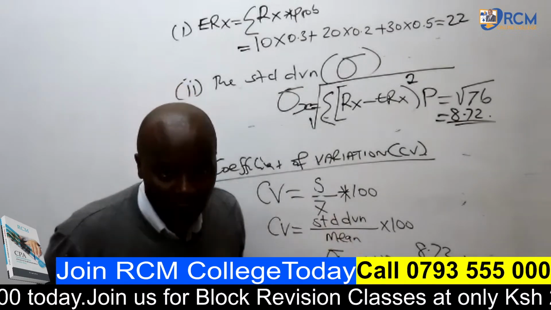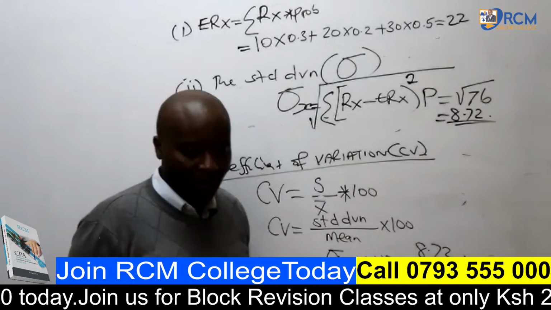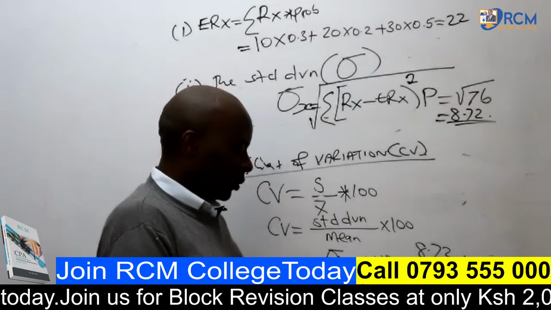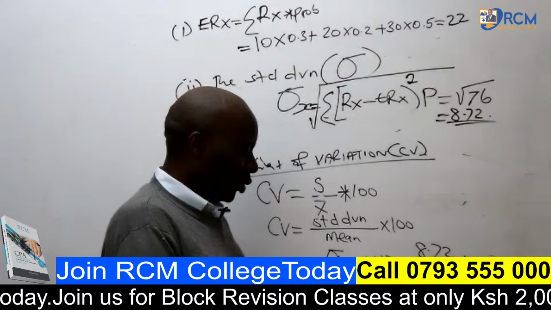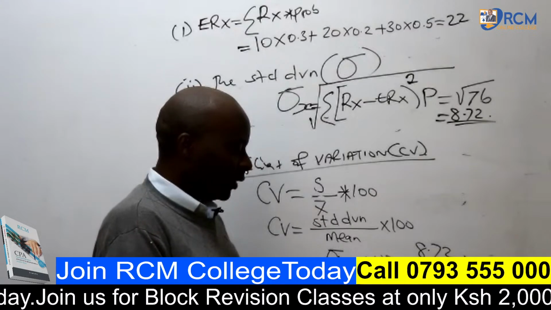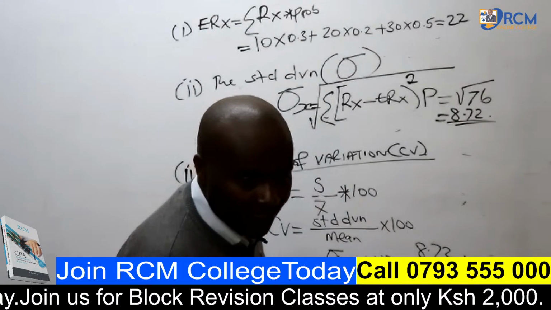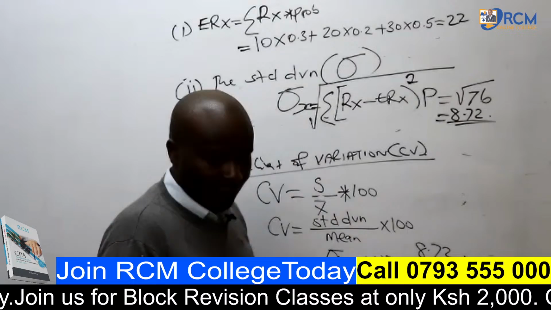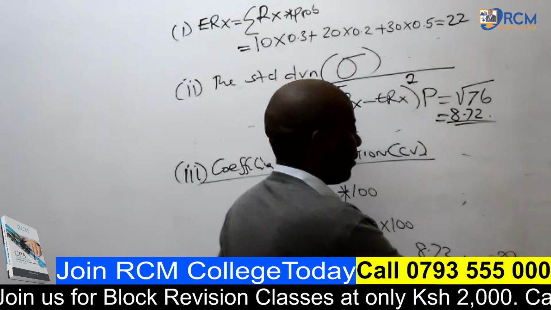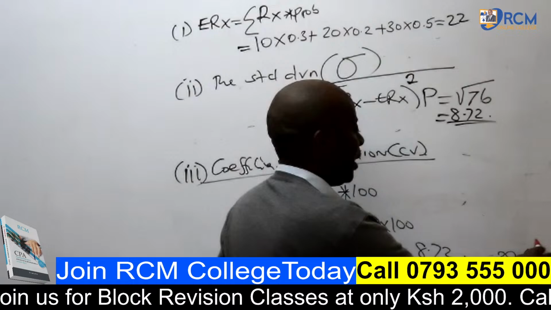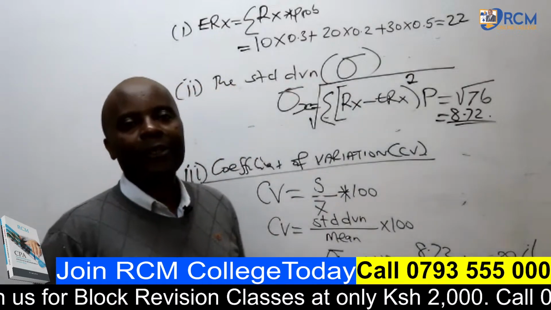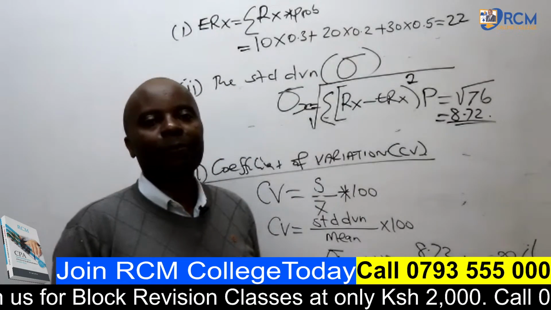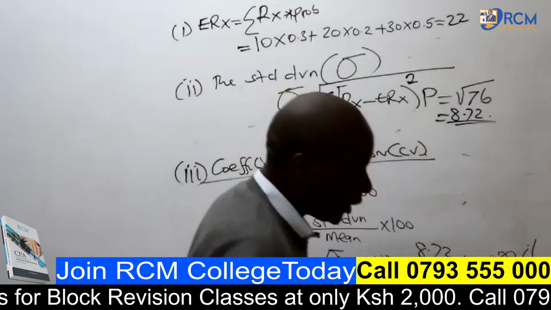What figure do we have there? Divided by 22 times 100. Is there somebody who's getting 39.6? Thank you very much. 39.6%. Now let me ask you a question, and a simple question for that matter.